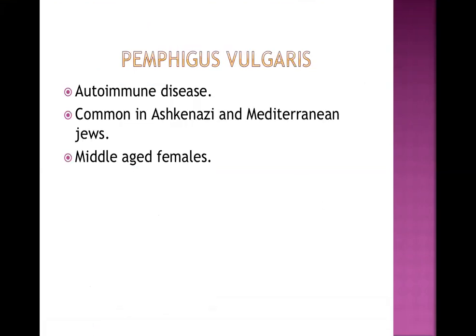Let's move further. Let's talk about Pemphigus vulgaris as the first one. Now, this is an autoimmune disease of the skin and mucous membrane. This is very common in Ashkenazi Jews and Mediterranean people. Okay, but having said that, it can be seen all over the world. They are more common in those races. That's the meaning. And middle-aged females are more commonly affected than the male. Okay, which holds very true, isn't it? Because most of the autoimmune diseases are more common in females.